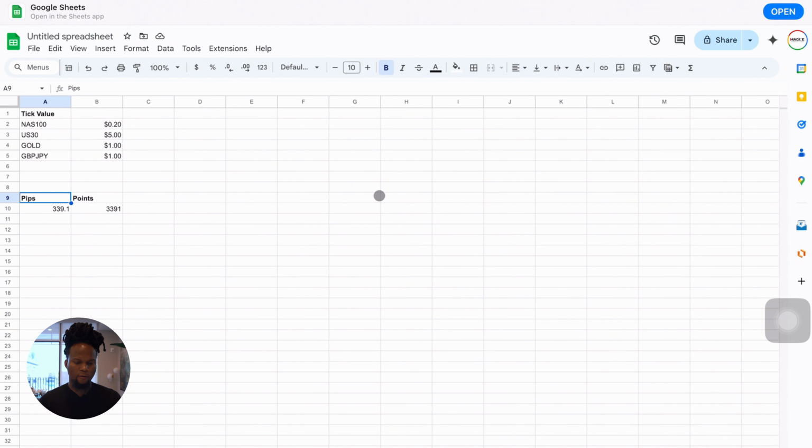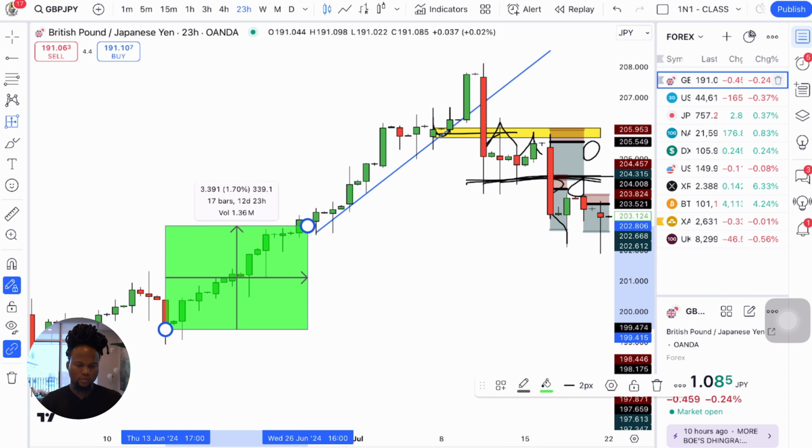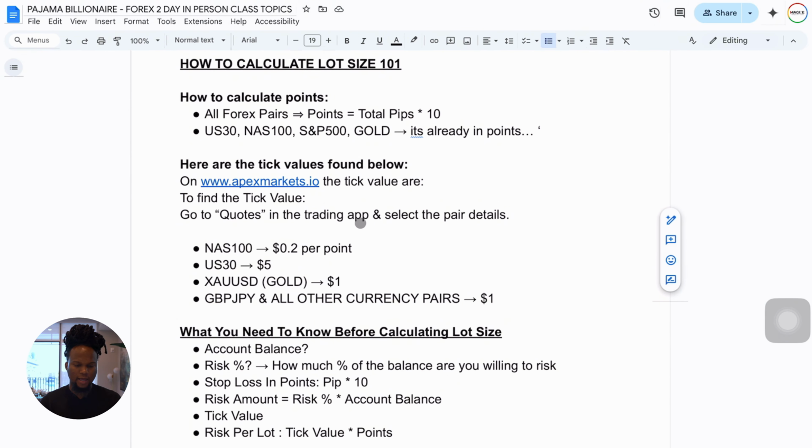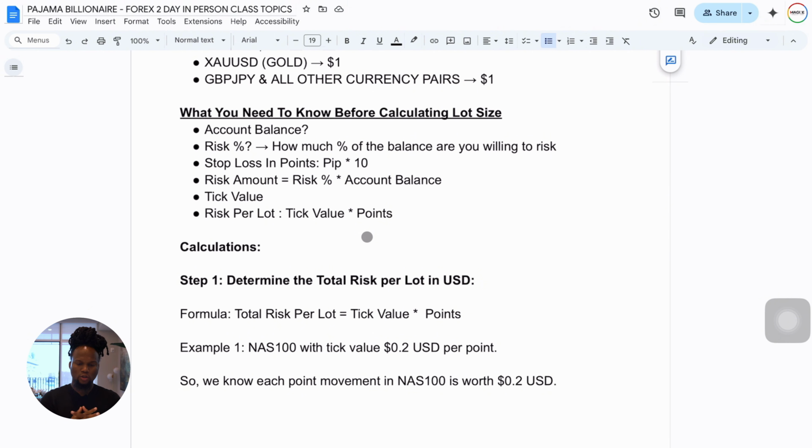So this is based on what I saw on the app when I went on the app. Now let's dive into this. What you need to know before calculating the lot size.